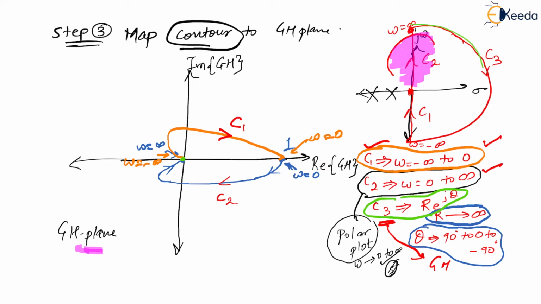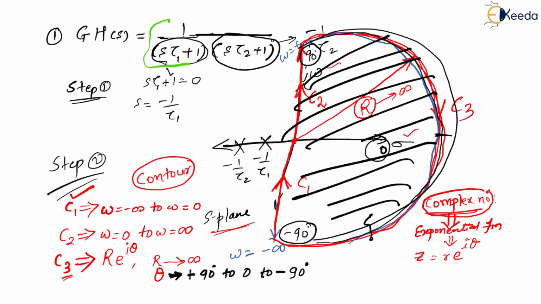This entire C3 contour, which was there, will now be mapped to a single point at the origin. So this is going to be your contour C3. This ends your Nyquist plot for 1 upon (s tau plus 1) into (s tau plus 1). Is that correct? Yes. Now, second example.